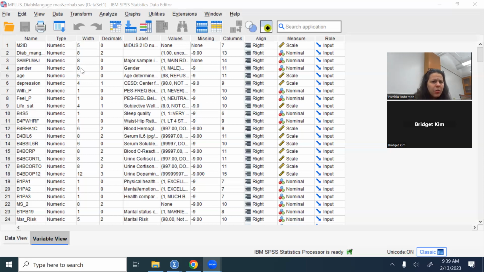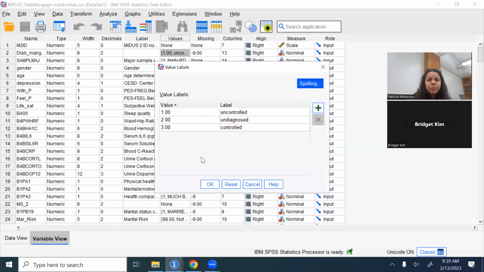Diabetes. So I have coded them as 3 levels: uncontrolled, undiagnosed, and controlled. All of these people have diabetes, but looking at their A1Cs, they're either controlled, meaning their A1C is under 7.5. Is that right, Bridget? I think it's closer to 3, but I haven't been bedside in a while.